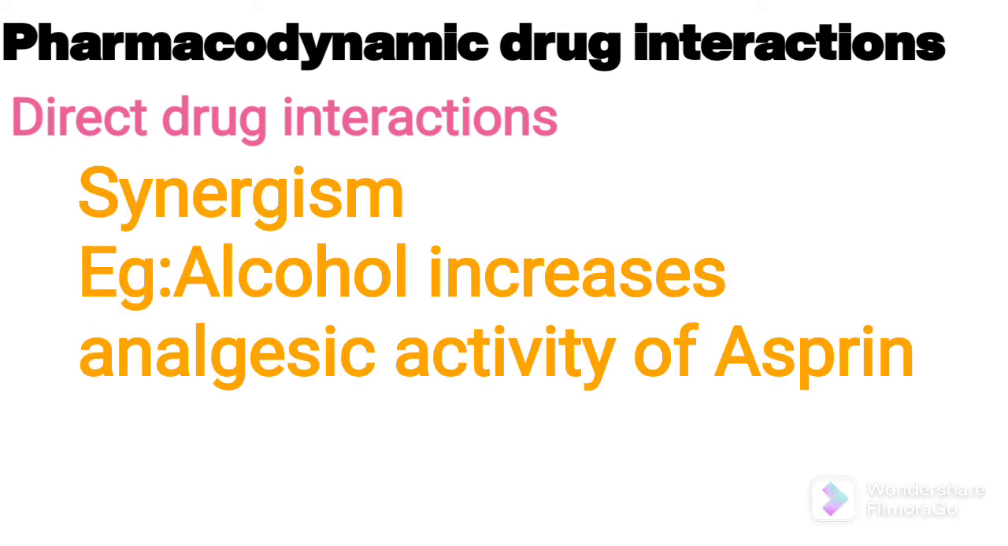The next one is synergism. It is the enhancement of the action of one drug by another, meaning increasing the activity of one drug by another drug. Example: alcohol increases the analgesic activity of aspirin. You know that aspirin is an analgesic drug used to treat minor or acute pain. To increase the activity of that analgesic, alcohol is given. This is synergism. These are the three basic classifications under direct pharmacodynamic interactions: antagonism, synergism, and addition.